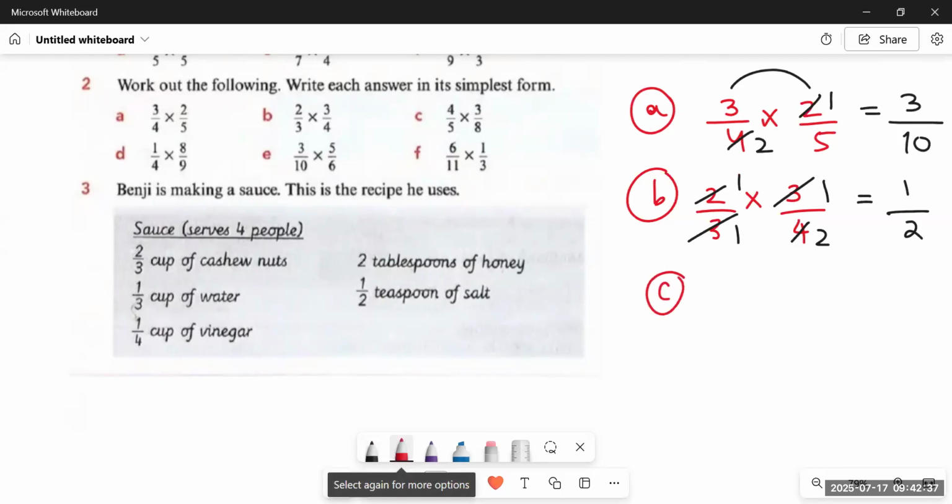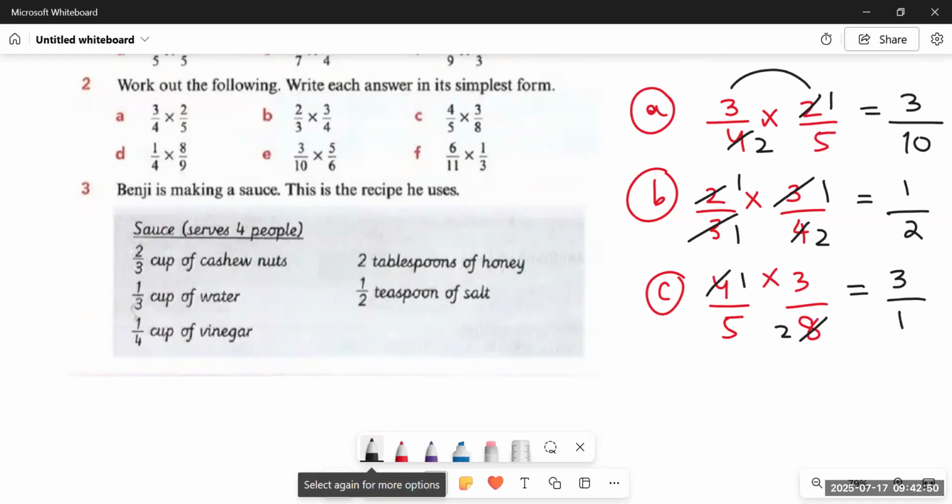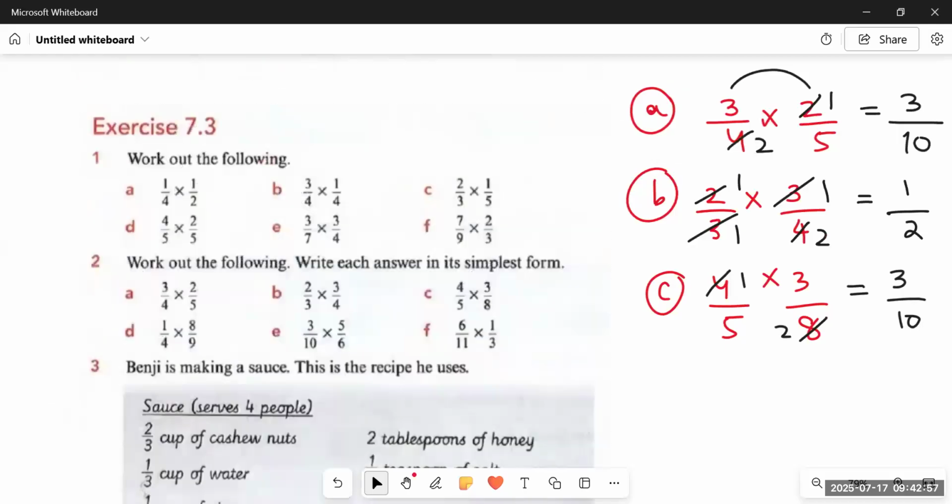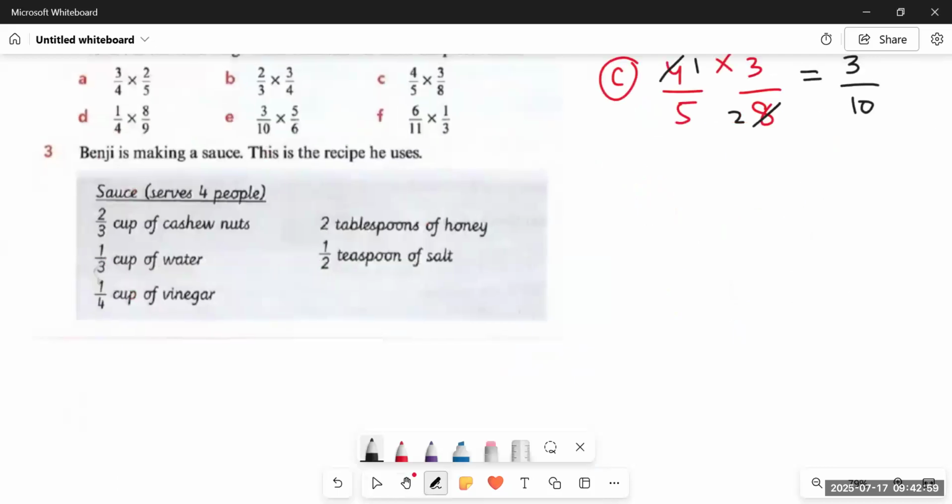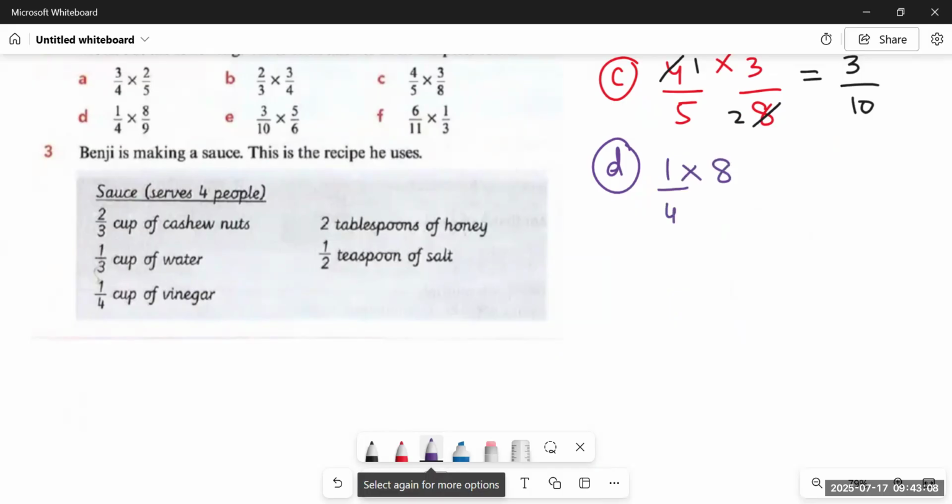And in part C again, 4 upon 5 multiplied by 3 upon 8. So we can simplify 4 with 8. 4 ones are 4, 4 twos are 8, but we cannot simplify them any further. So the answer would be 1 threes are 3, 5 twos are 10. One more method to solve these types of questions is to multiply first and then simplify. Let's do the 3 remaining parts using the second method, which says you can multiply the fractions first, that is the numerator with the numerator, denominator with the denominator.